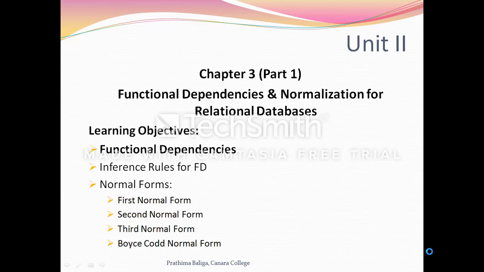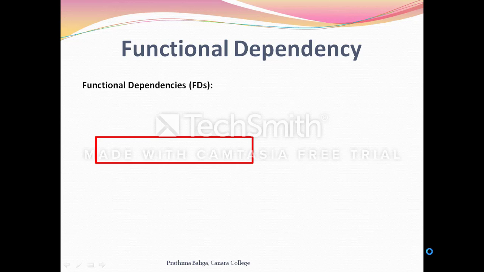In this chapter, we will be learning what is a functional dependency, what are the inference rules for functional dependencies, normalization, and various normal forms for relational databases. In this video, we will be setting our focus only on functional dependency.